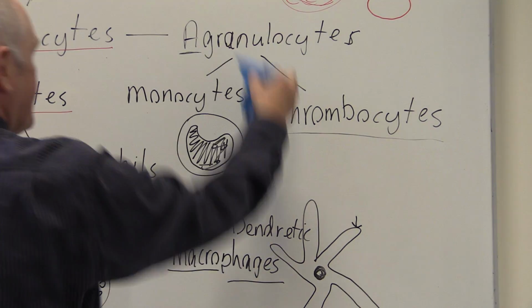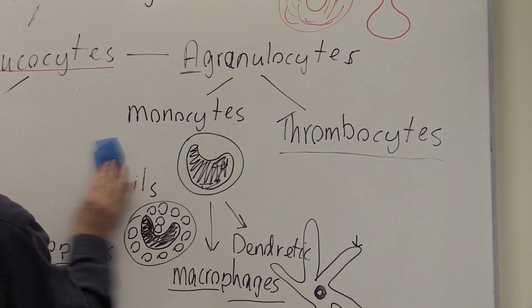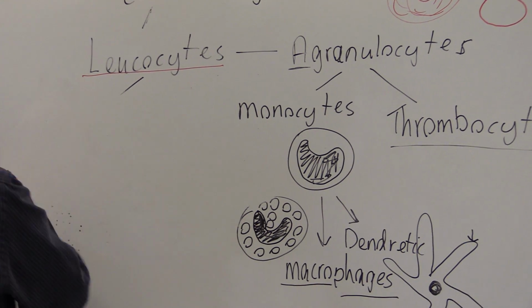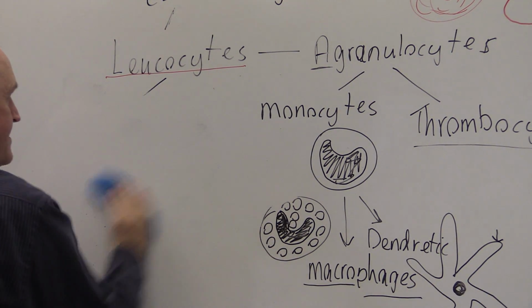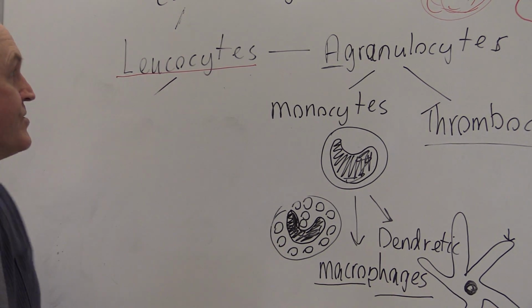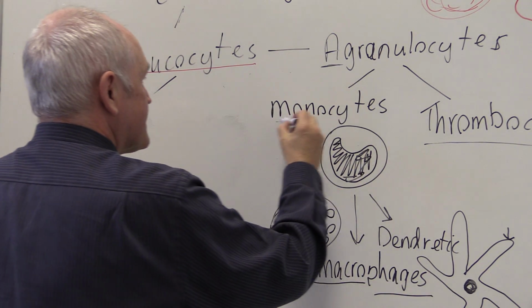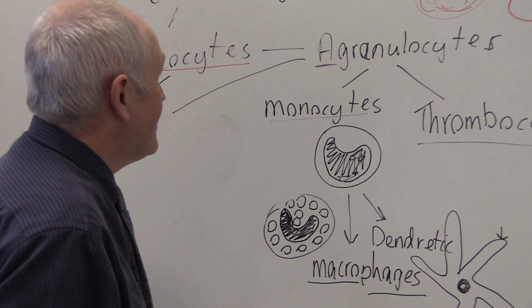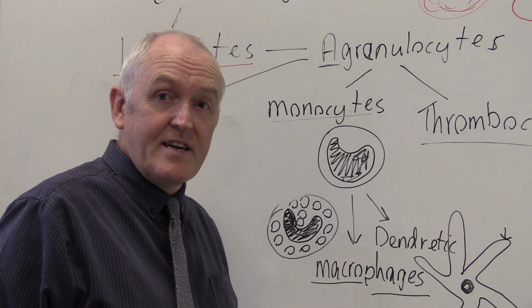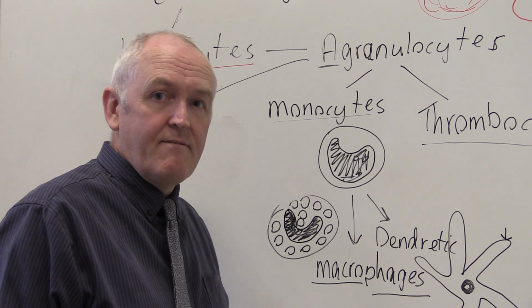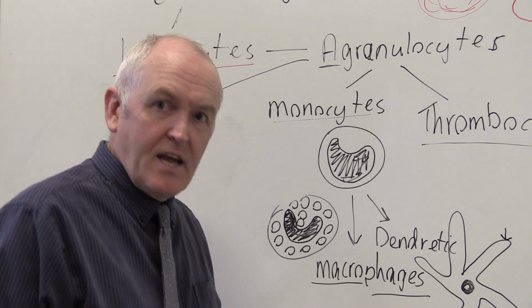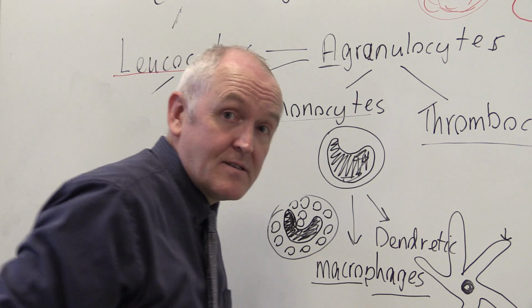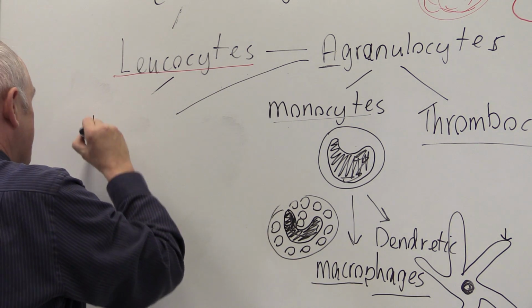Now, we're still on agranulocytes. I'll have to make a bit of space here. Rub off our granulocytes. So the agranulocytes: monocytes, thrombocytes. The other main classification of the agranulocytes are the lymphocytes, the lymphocytic leukocytes. Still white cells, still agranulocytic white cells, but these are the lymphocytes.